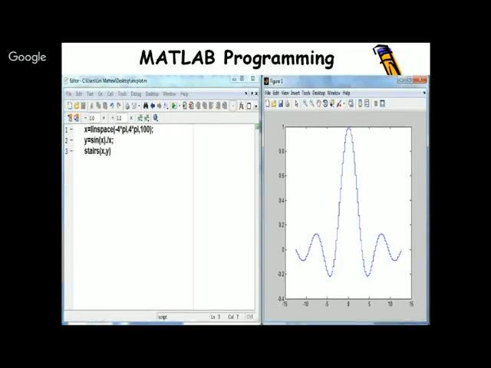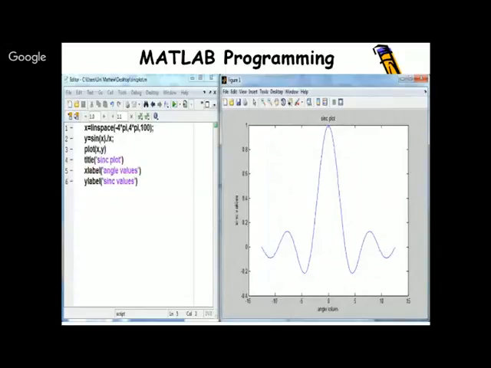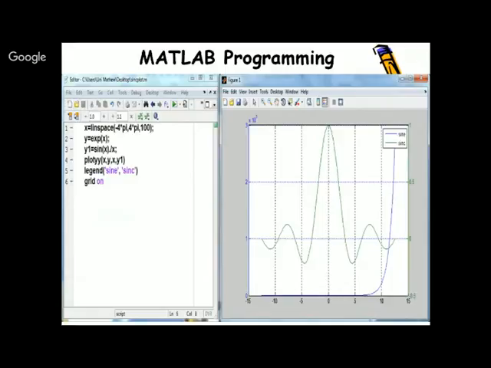If you draw stairs, command is stairs, it will show you a plot like this. If you require title, X label, Y label, you write it like this. I think you can see it. It will give you the title, X label and Y label on the same plot. If you require the grid line should be on like this, write grid on. Give a legend like this. You have two plots and give the legend like this.